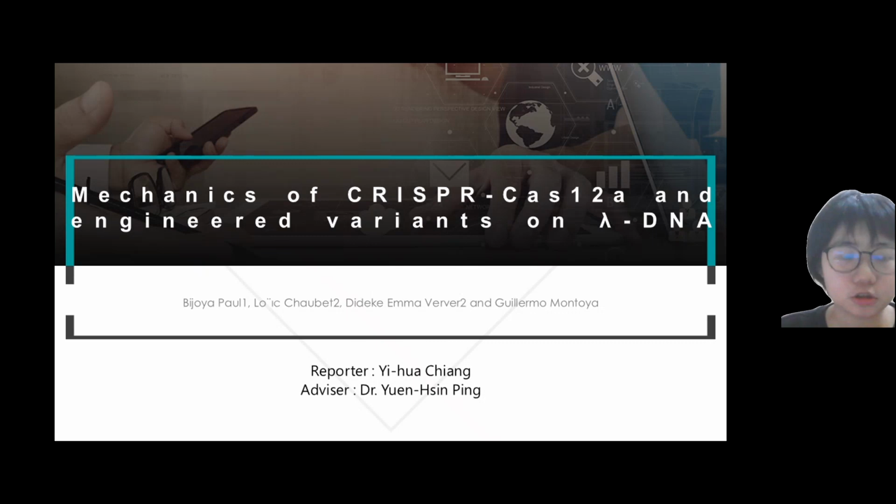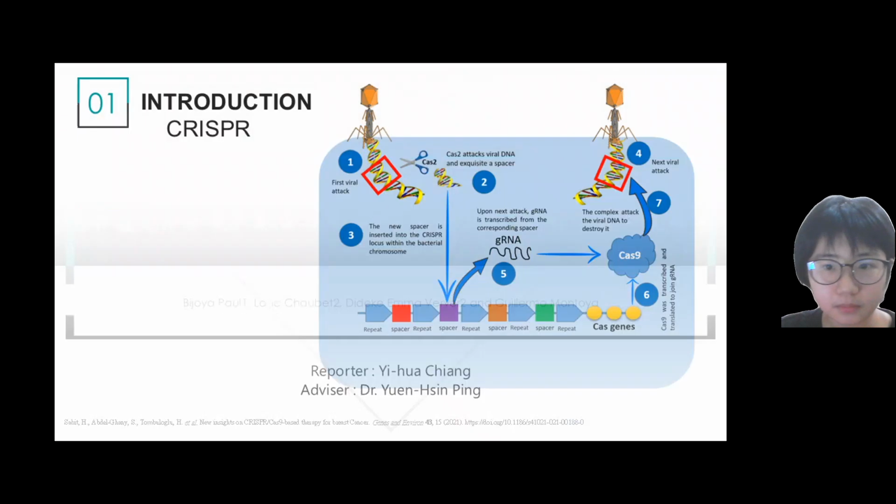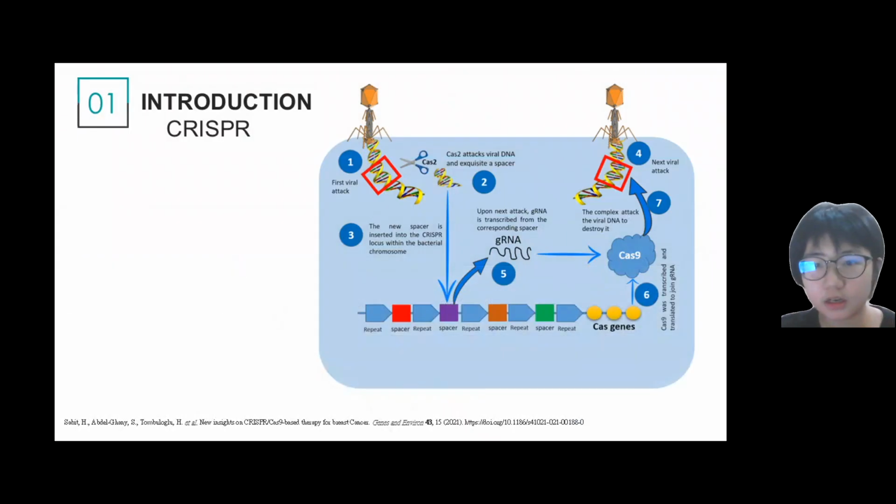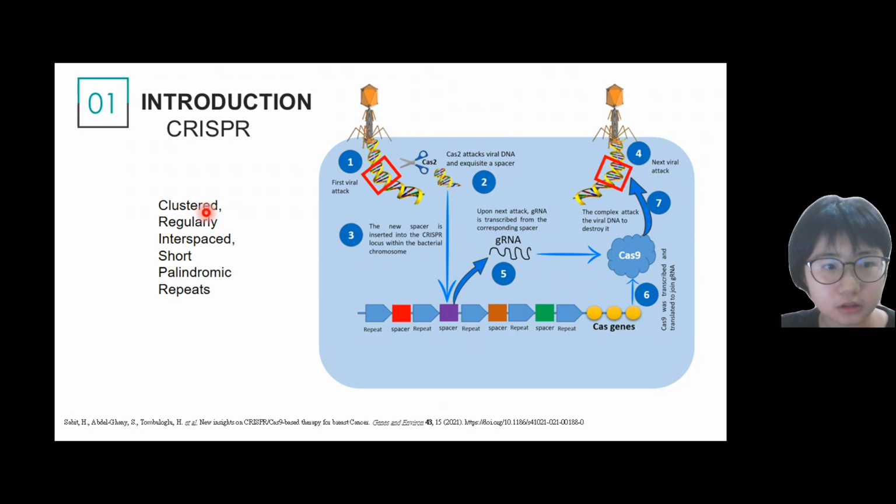Today I'm going to present the mechanism of CRISPR-Cas12a protein and engineered variant on lambda DNA. First of all, let's introduce what CRISPR is. The full name of CRISPR is clustered regularly interspaced short palindromic repeats, which is an immune response of bacteria against phage.